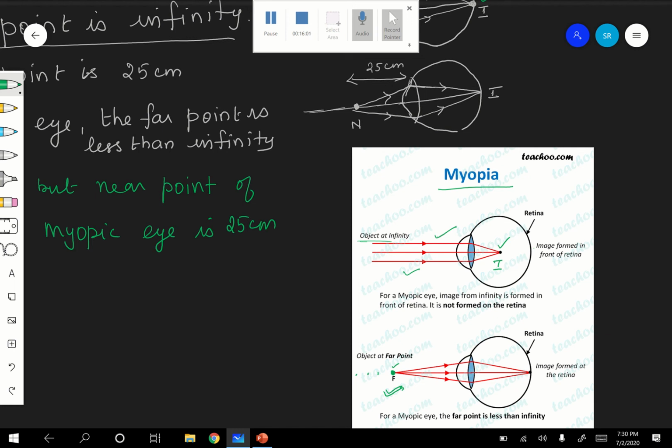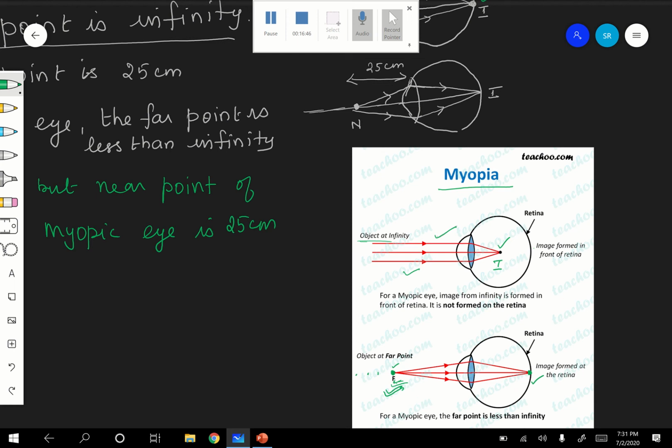Myopic eye is not capable of forming the image on the retina if the object is kept beyond this F, I'm showing with a green pen here, beyond F. Are you following? Therefore, when it is kept at F, myopic eye is very comfortable. You are keeping the object exactly at my far point, which is less than infinity. It forms the image exactly on the retina, so the image can be seen very, very clearly.